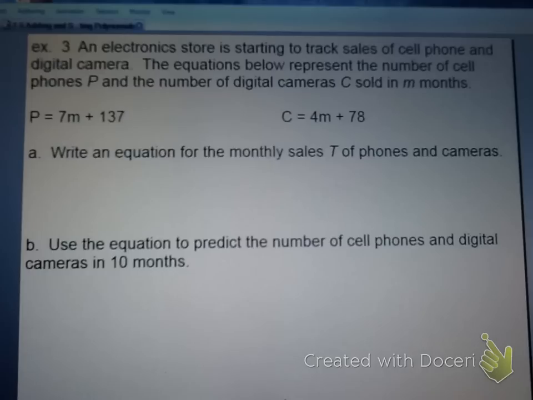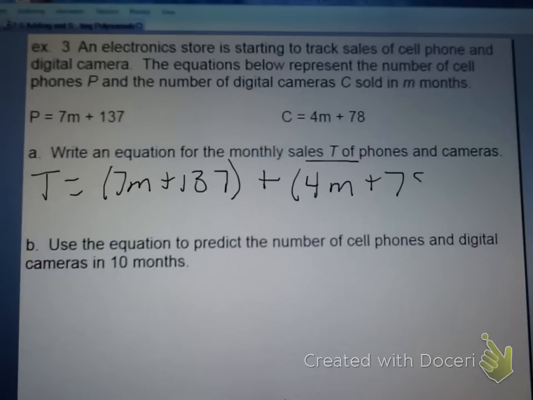Example 3. An electronics store is starting to track sales of cell phones and digital cameras. The equations below represent the number of cell phones P and the number of digital cameras C sold in M months. Write an equation for the monthly sales T of phones and cameras. So in other words, the total means we add. So we have to add the phones, which is 7M plus 137, plus the cameras, which is 4M plus 78.